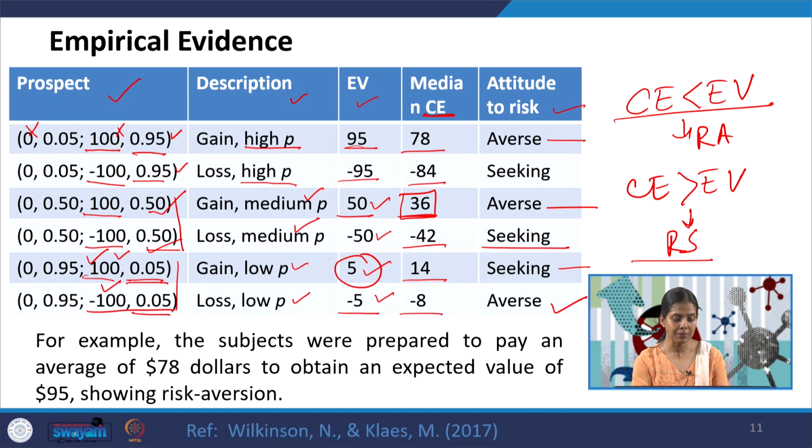So, one example is mentioned here that the subjects are prepared to pay an average of $78 to obtain an expected value of $95, showing risk aversion. So, through this empirical evidence, Kahneman and Tversky tried to establish their argument that they put forward in the cumulative prospect theory about individuals' attitude towards risk as reflected in the preferences empirically or through their experiments.